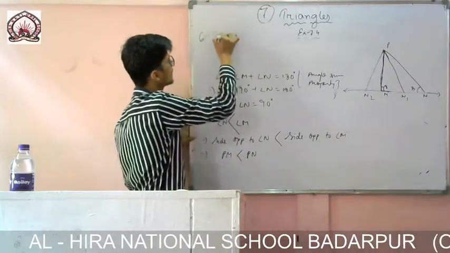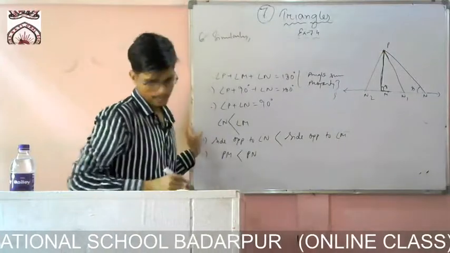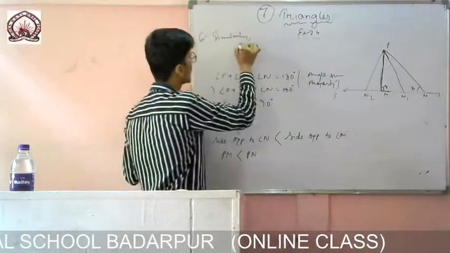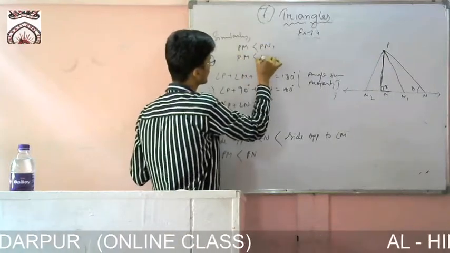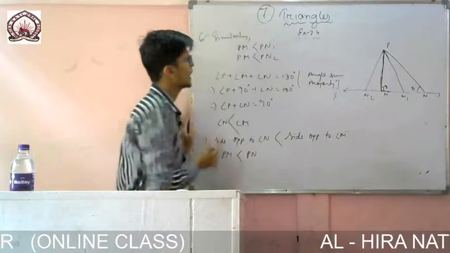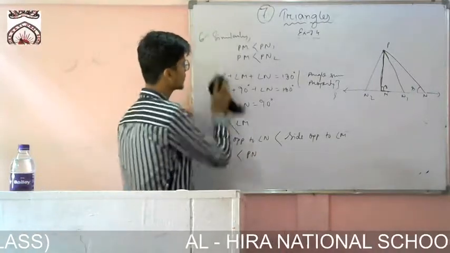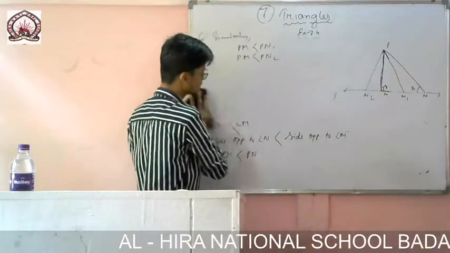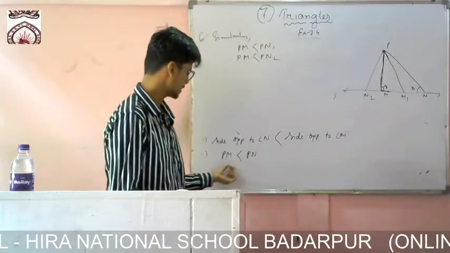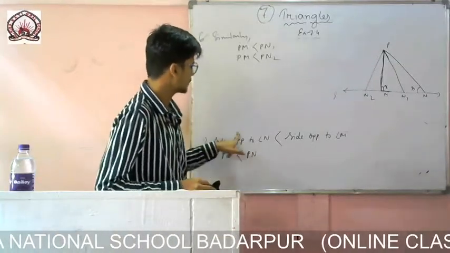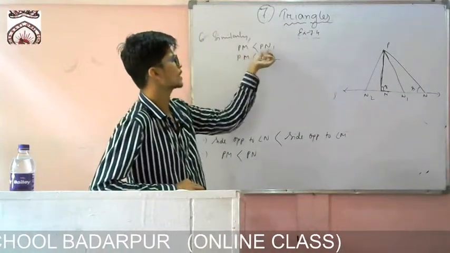So similarly I can write that PM is smaller than PN1, PM is smaller than PN2, and similarly PM is smaller than PN3. If you go on solving, you will get the same result each time. That's why I have labelled the points N, N1, N2, so that you can easily write it. You see, PM is smaller than PN1. Similarly, if I prove it taking the other triangles, I will get PM smaller than each of them.